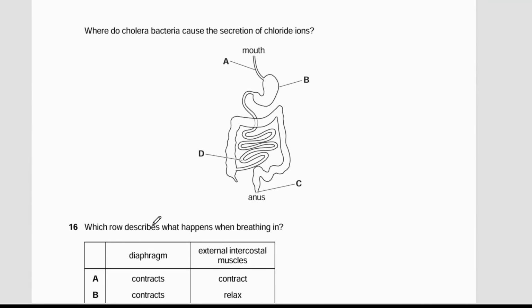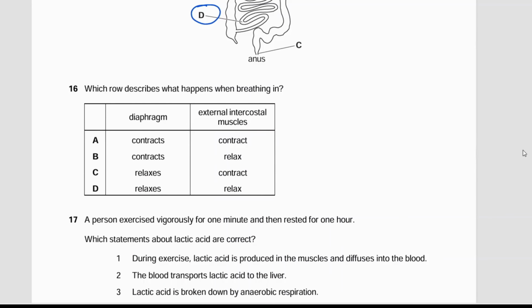Okay. Where does the cholera bacterium cause the secretion of chloride ions? Indeed, the small intestine. Okay. What does cholera bacteria produce that causes the secretion? Toxins. Okay, which word describes what happens to the diaphragm muscles when breathing in? Contract. Correct.